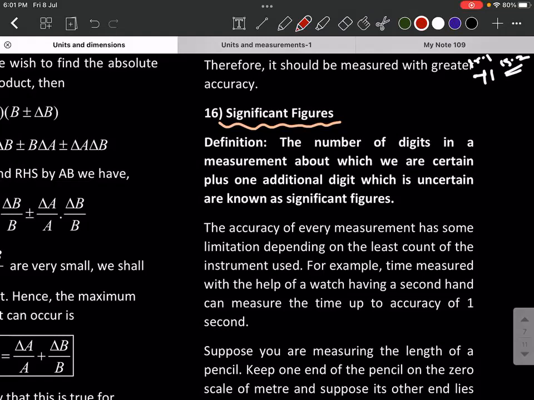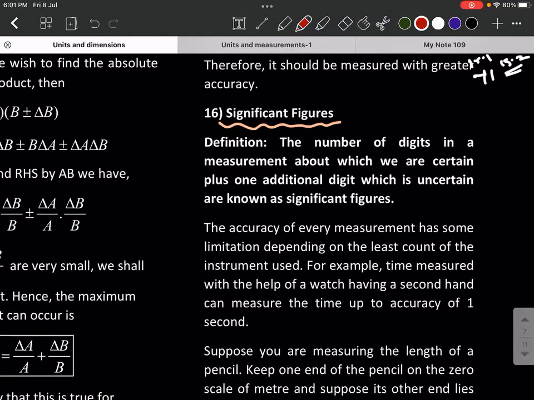So when you take a measurement, obviously you are going to report the answer in terms of some numbers, which we generally call digits, or figures. Out of the numbers in which you report the answer, how many digits are significant and how many are insignificant is what we are going to see in this topic. So first write down the definition.